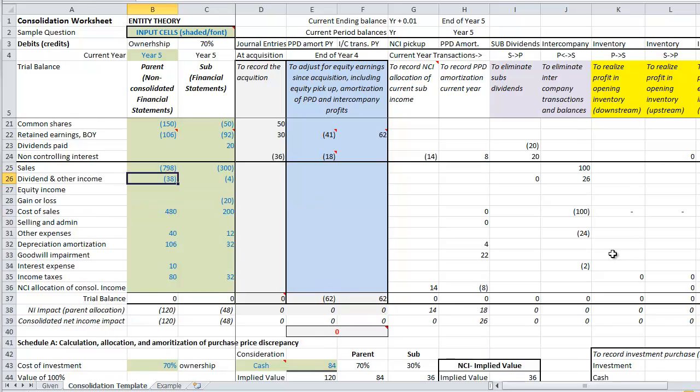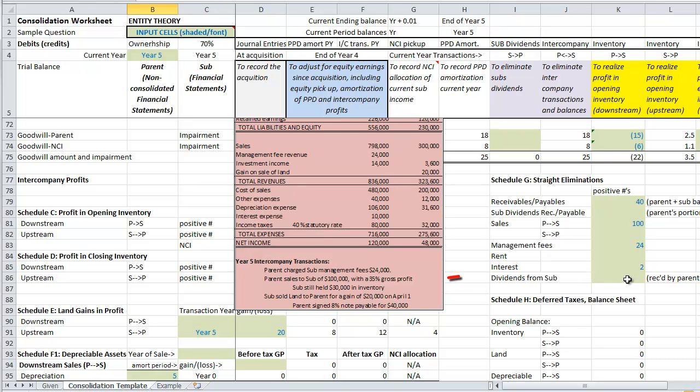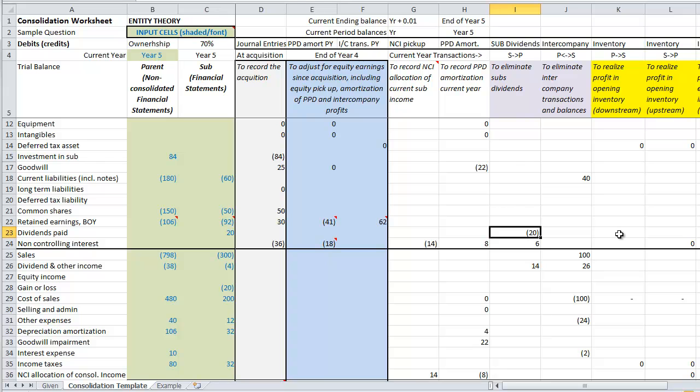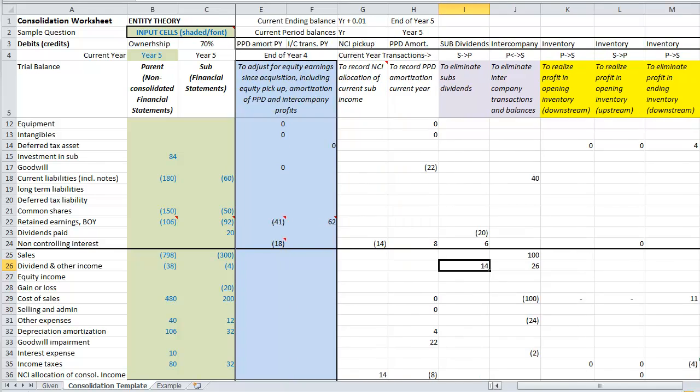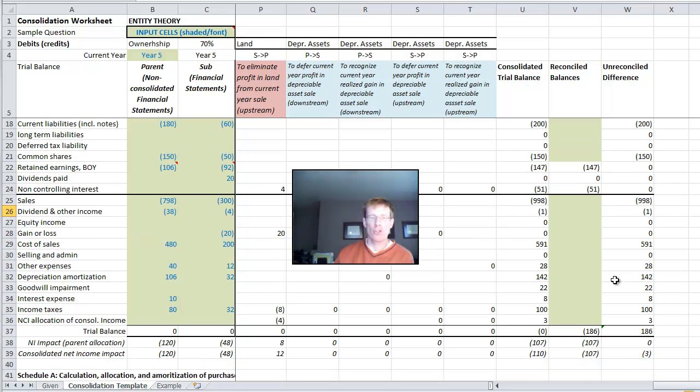And to adjust for that, we now need to go down into our Schedule G straight eliminations and adjust for the dividends received from the subsidiary. So the parent's portion would be $20,000 times 70%, so that's $14,000. And let's just see how that gets eliminated in the worksheet. And now you can see in our worksheet where the $20,000 in subsidiary dividends are eliminated, $6,000 being allocated to the non-controlling interest and $14,000 being eliminated from the net income of the consolidated entity. So there you have it, your consolidated trial balance from which you can now prepare the consolidated financial statements.